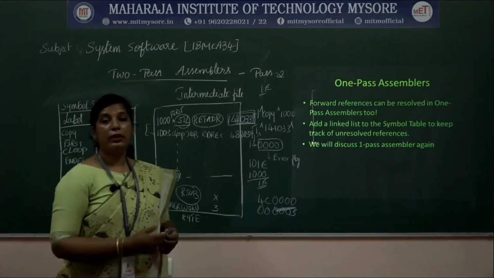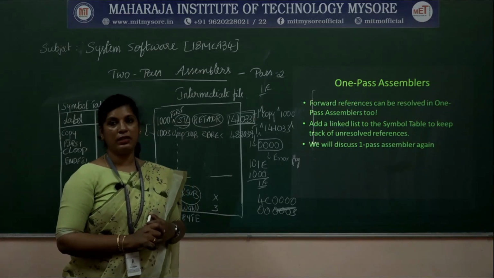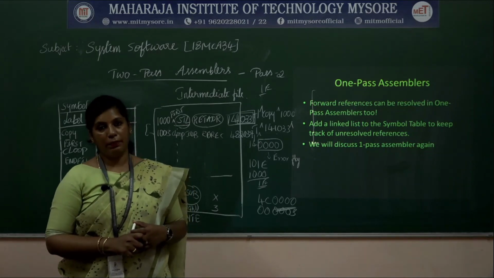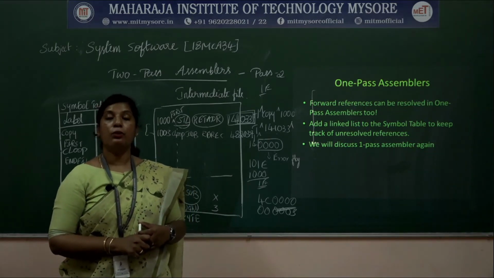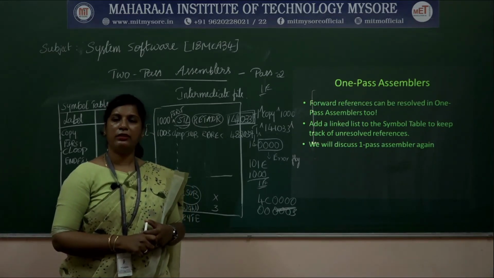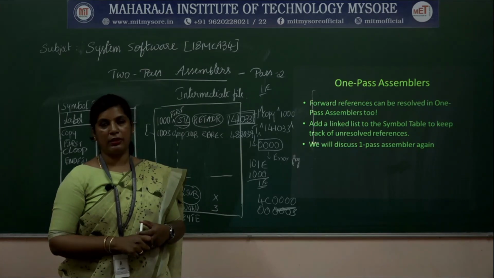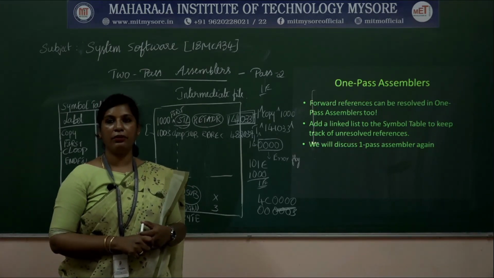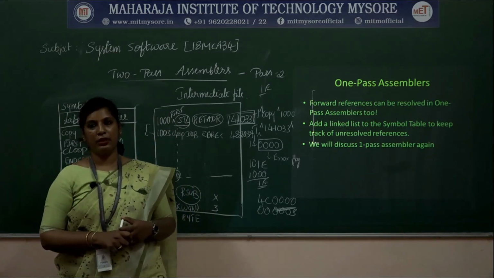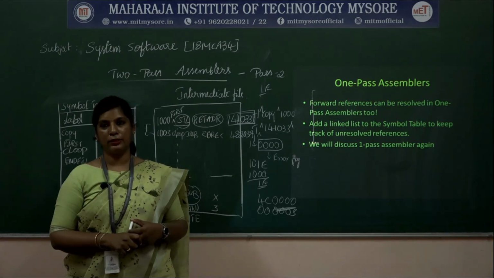The main drawback of pass 1 and pass 2 is the two passes. To avoid them, we can do the same thing using a one pass assembler. We need pass 1 and pass 2 only because of forward references. So how can we avoid forward references? A forward reference occurs when a variable is used before it is defined, after the instructions.